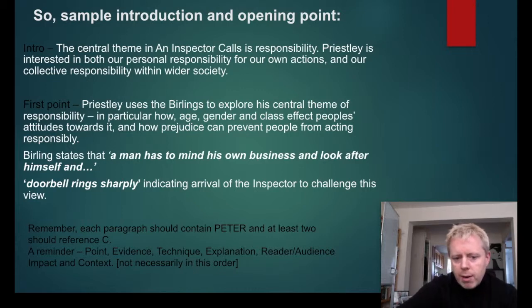Now remember, each paragraph should contain your PEE, and at least two should reference C. That's point, evidence, technique, explanation, reader or audience impact, audience in this case because it's a play, and then context. Not necessarily in that order, but if you see it as a tick box, think, right, have I identified a technique or a dramatic device in this paragraph? Have I explained how that device is effective? So method and meaning is the underpinning of every answer. It should be. The method is the technique, the how part of the question, and the meaning answers the question. Okay, so there's a couple of pointers there.